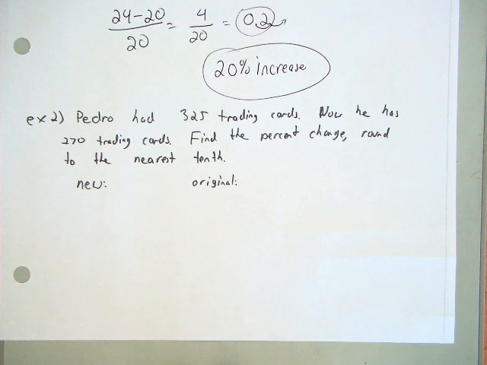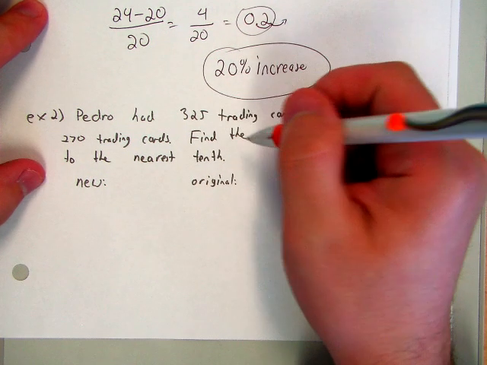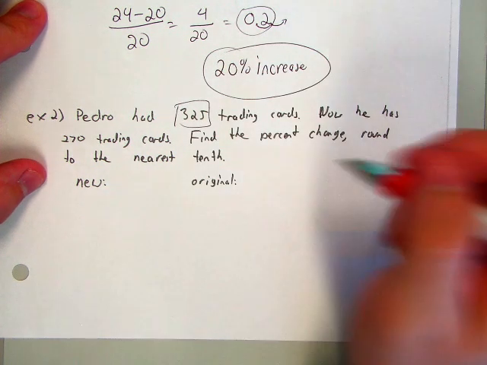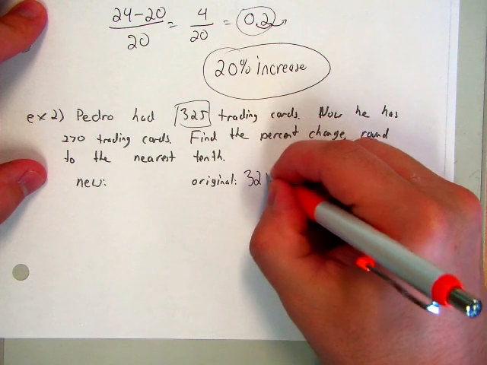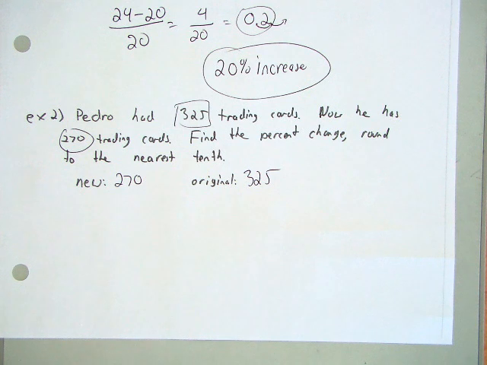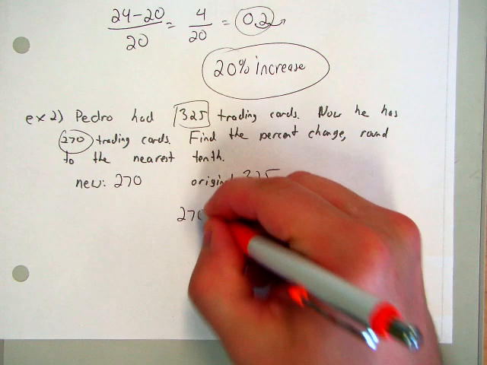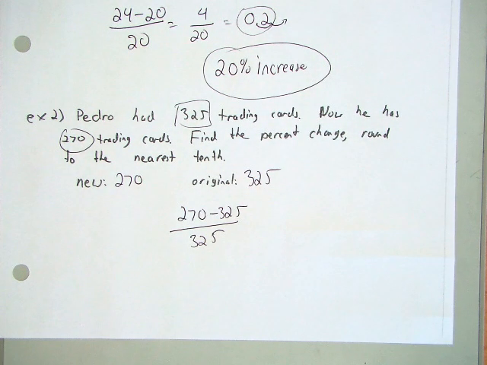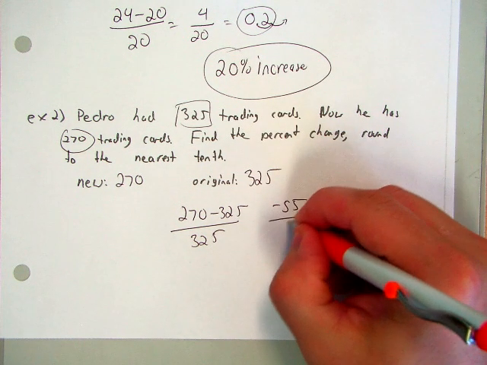Example 2, it says Pedro had 325 trading cards. Now he has 270 trading cards. Find the percent change and round to the nearest tenth. So in this case, we don't really have a from or to. But if you really look at it, Pedro had 325. So that's his original amount. And now he has 270. That's his new amount. So if I go ahead and do 270 minus 325, because it's new minus original divided by the original, 270 minus 325 is going to be a negative 55 over 325.